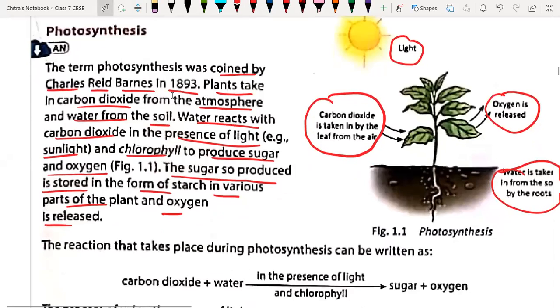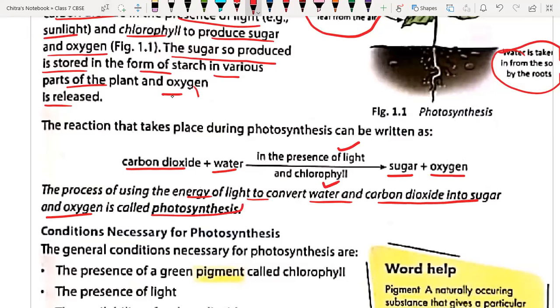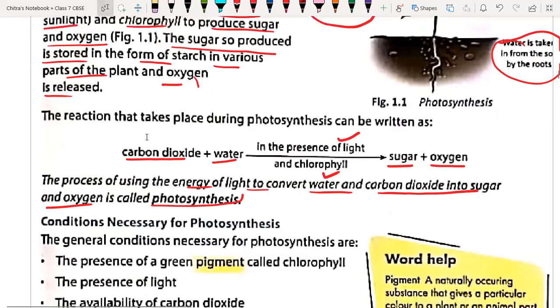Here we have the reaction, how we can represent it. Carbon dioxide reacts with water in the presence of light and chlorophyll. It forms sugar, and sugar is stored in the form of starch, and oxygen is released. This process is called photosynthesis. So the process of using the energy of light to convert water and carbon dioxide into sugar and oxygen is called photosynthesis. This is the short definition of photosynthesis.